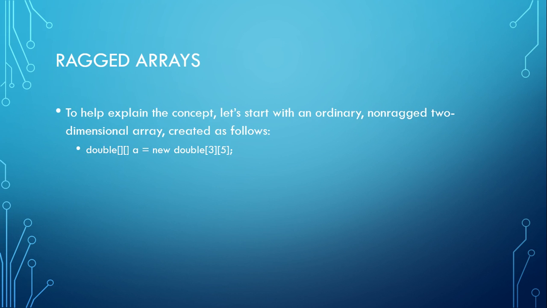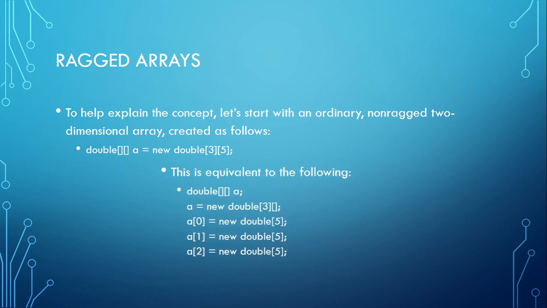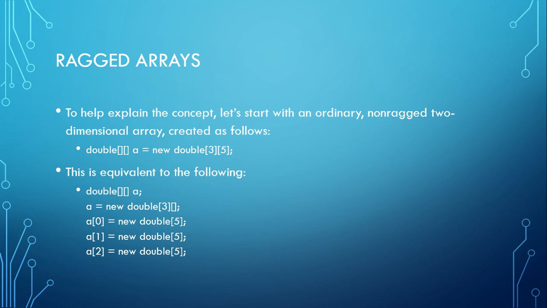To help explain the concept, let's start with an ordinary non-ragged two-dimensional array created as follows. double array A is equal to new double 3, 5. This is equivalent to the following. double array A equals new double 3 array, A of 0 equals new double 5, A of 1 equals new double 5, A of 2 equals new double 5.